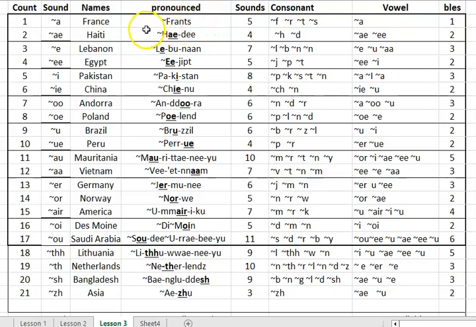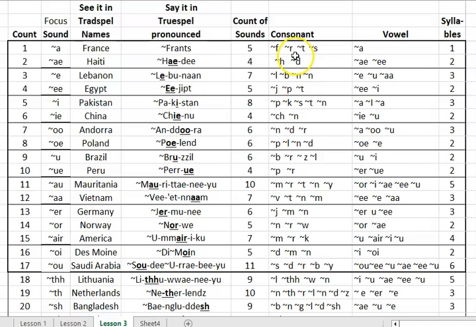And here is a Truespel spelling that you can check out. This is tradspel, traditional spelling here. And we have data over here: the sounds, the consonants, and the vowels, and the total syllables. Let's see if we can have the Excel spreadsheet man speak to us.